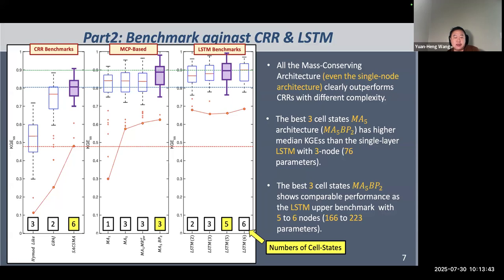And our MCP based Hymod architecture outperforms the LSTM network given the same amount of state variables and performs comparably to the upper benchmark of LSTM, which has 5 to 6 cell states. But our architecture only has around 20 parameters, while LSTM has maybe 200 plus parameters for the 6 cell state case. So our model is more parsimonious, but also sufficiently accurate.